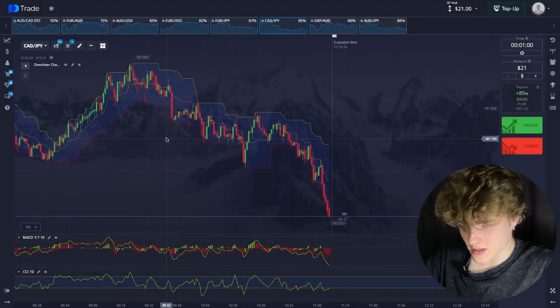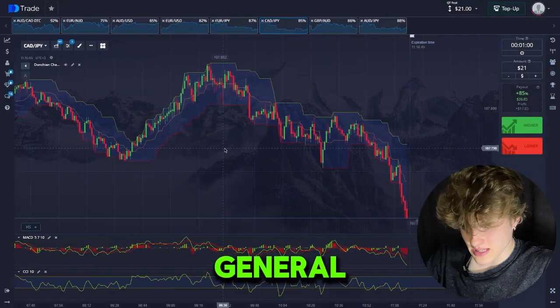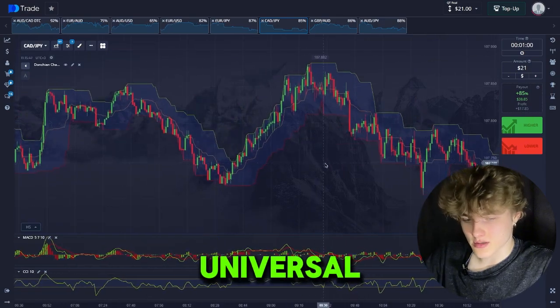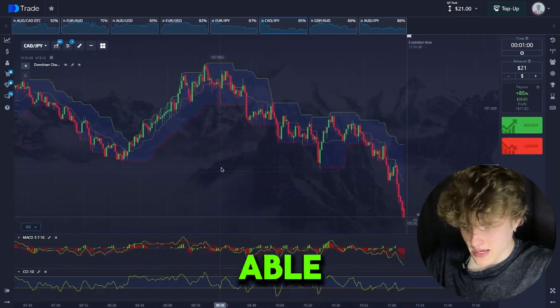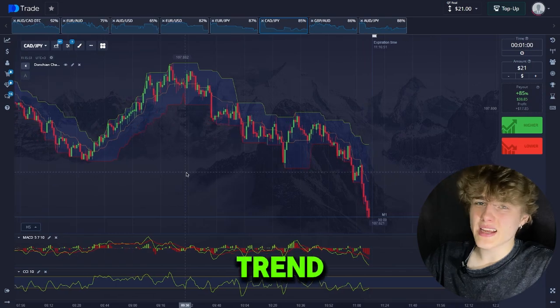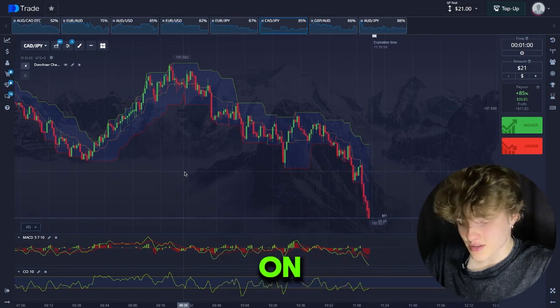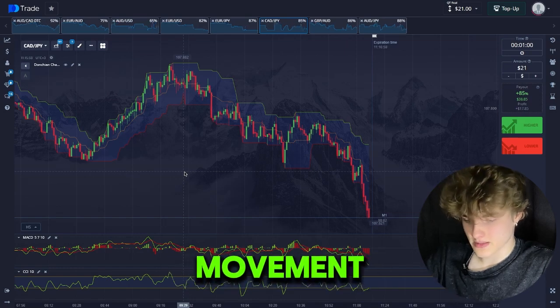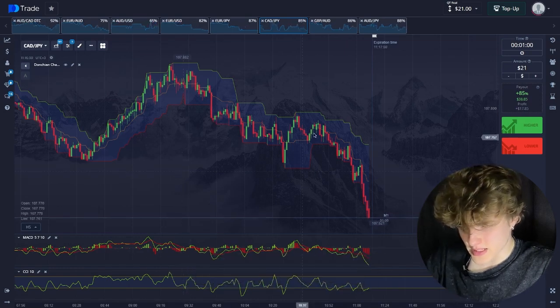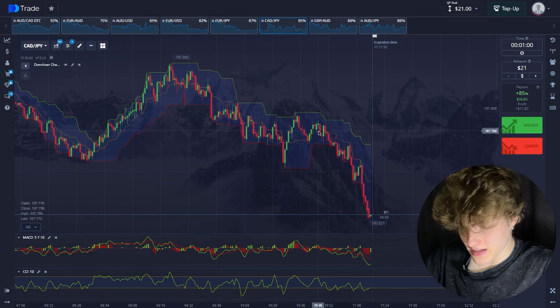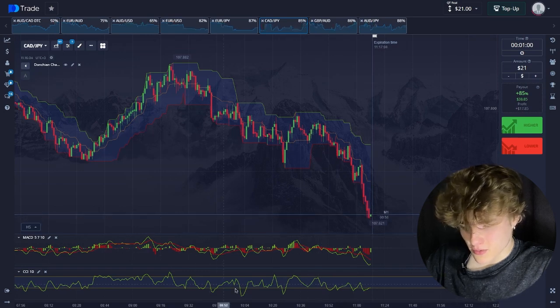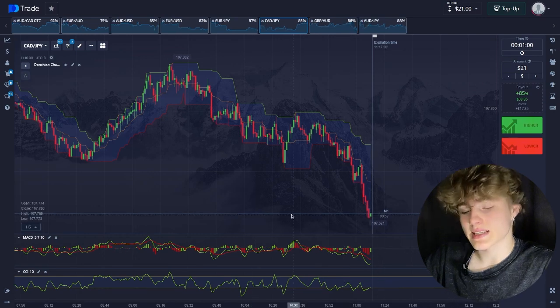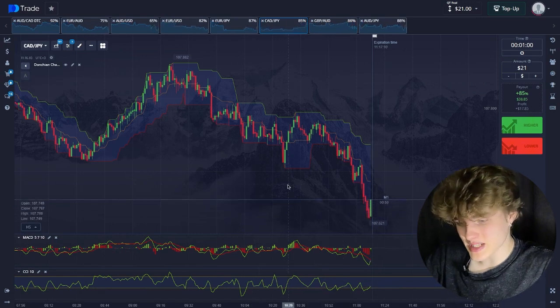We have the settings on each of the indicators, and in general the strategy is universal, so you will be able to open trades on the trend, against the trend, and on the flat dynamics. In general, we will control the whole character of movement because it will be inside our channel indicator. And we'll also watch the moods and dynamics of the charts on our oscillators. In general, it's not a complicated strategy.